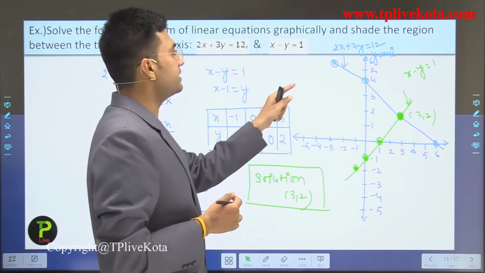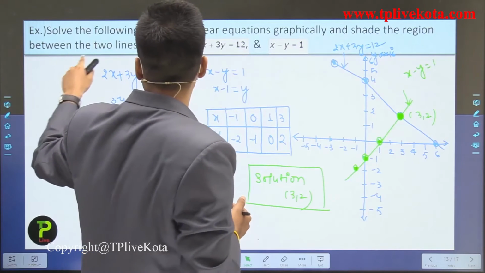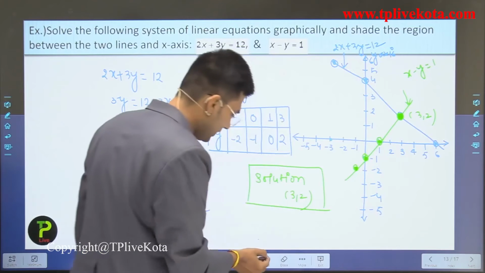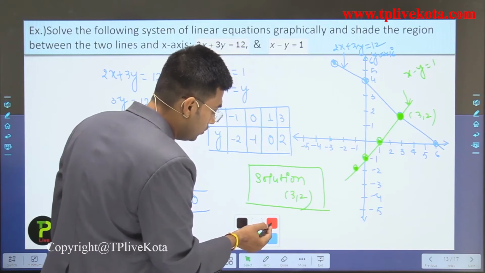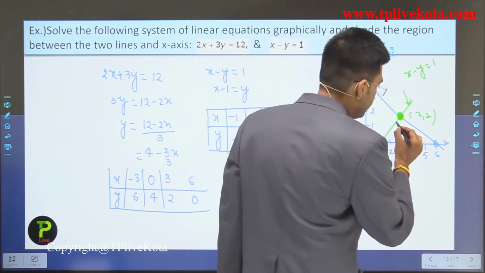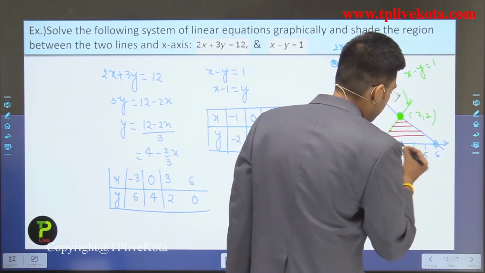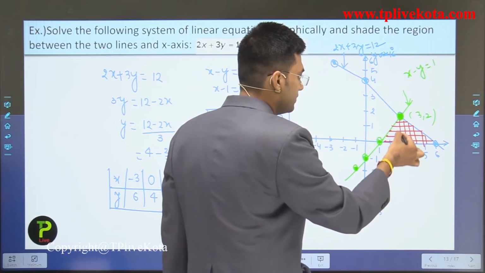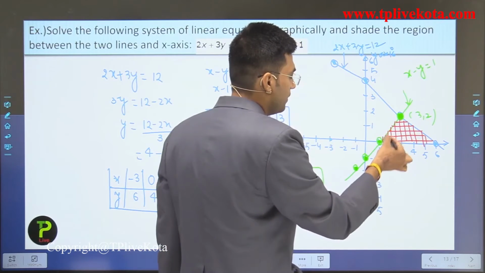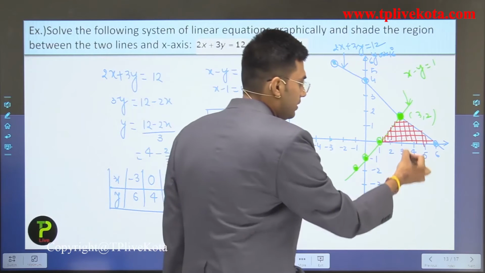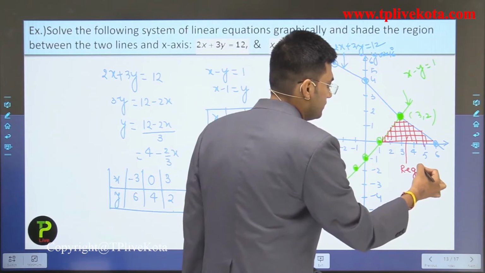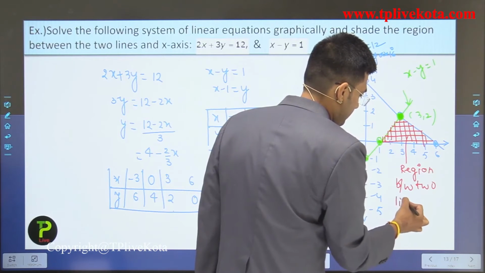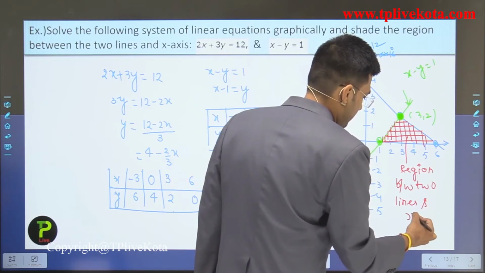Now the next is, we have to shade the region between the two lines and the x-axis. So the region between the two lines and the x-axis is this. This is the triangular region between these two lines and the x-axis.